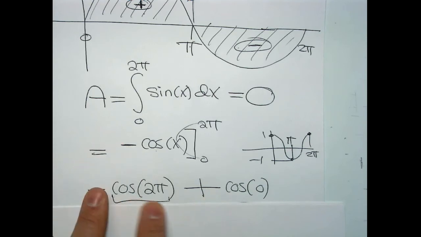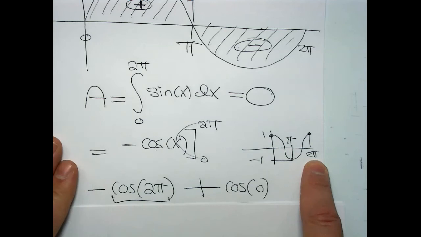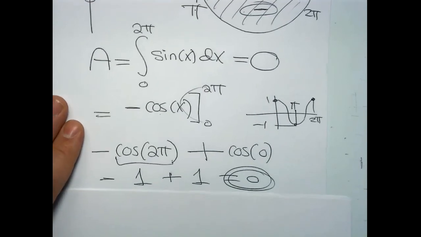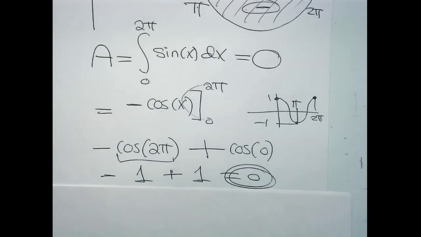So what is the cosine of 2 pi? Come on over to the cosine curve to realize that the cosine of 2 pi is 1. The cosine of 0 is also 1. And so ultimately I get minus 1 plus 1 is 0. So our suspicion about this area being 0 is certainly confirmed. Calculus is able to do that using the definite integral and the fundamental theorem of calculus.